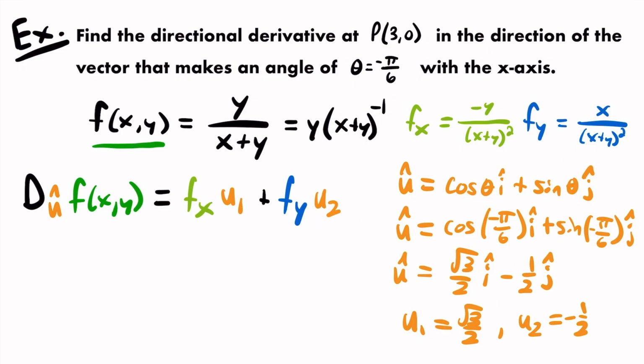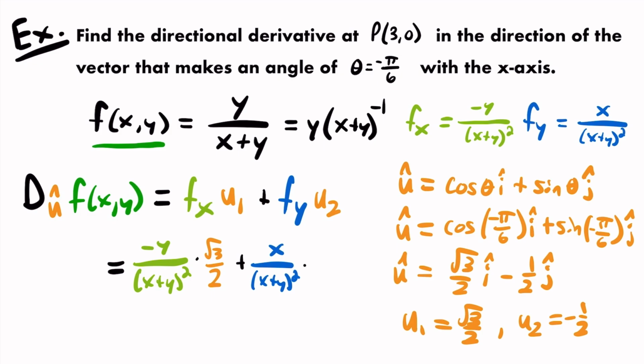So let's do it. This will be equal to f_x, which is negative y divided by (x plus y) squared, times u1. So we're multiplying by the square root of 3 divided by 2, plus f_y, which is x divided by (x plus y) squared, and that's multiplied by negative 1/2. All right, and so then simplifying this, notice that these two terms will have a common denominator, right? Both of them will have (x plus y) squared times 2. We have that right here and right here.